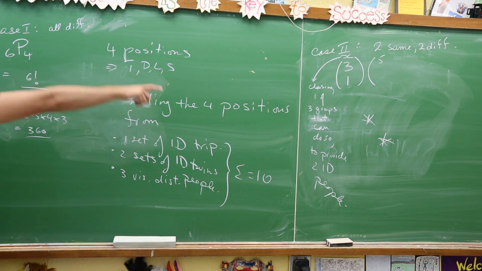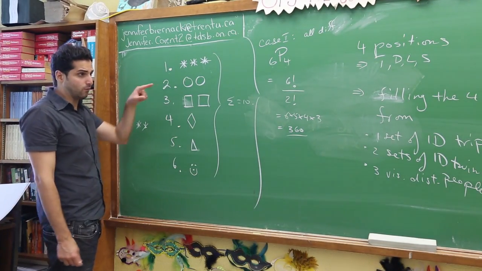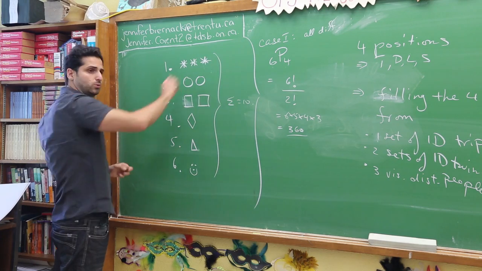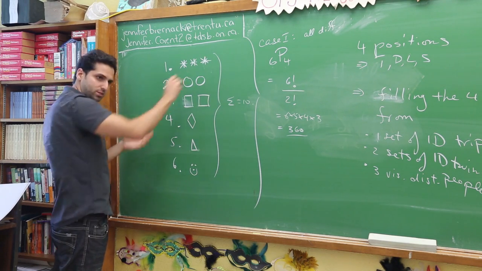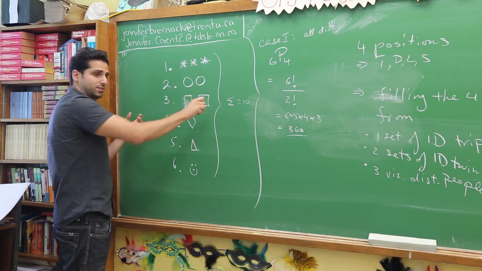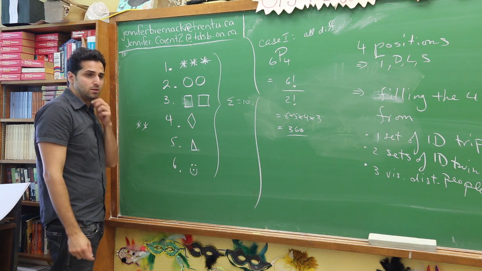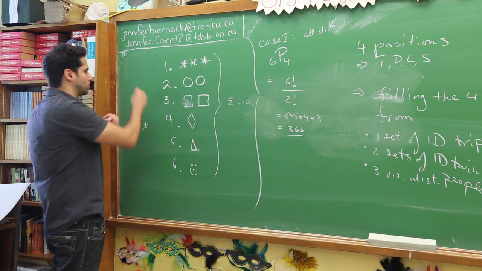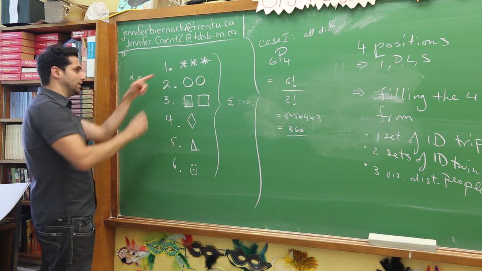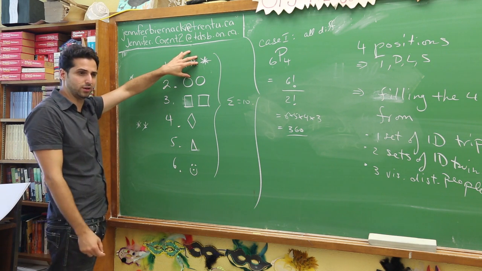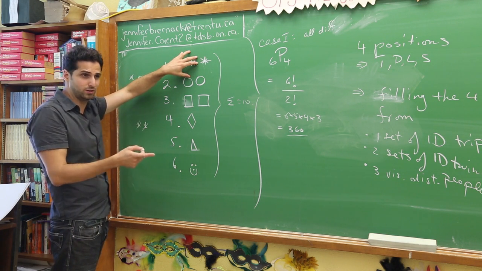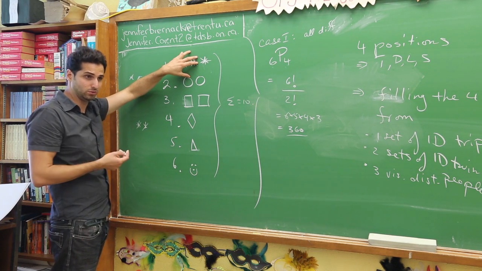Making that first choice, 3 choose 1, eliminates this, this, or this. If 3 choose 1 eliminates triple star, well, it eliminates this as a choice for my next choice. It eliminates this or this as a choice. Because even if let's say I took double star, there's still a single star in there. Can I leave that as an option for the next one? No, because that will create triples.